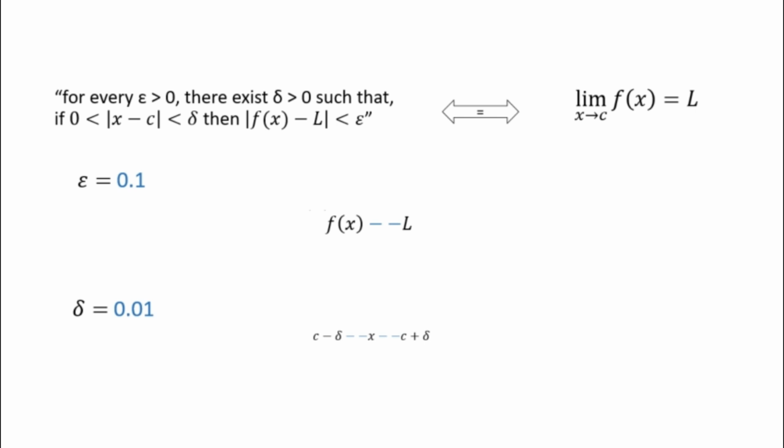If the convincer is always able to come up with a delta value that satisfies the epsilon requirement, then the doubter has to admit that really the limit of f of x as x approaches c is L. But if at least one epsilon is found so that no delta can be supplied that will maintain the epsilon requirement, then we say that the limit of f of x is not L.